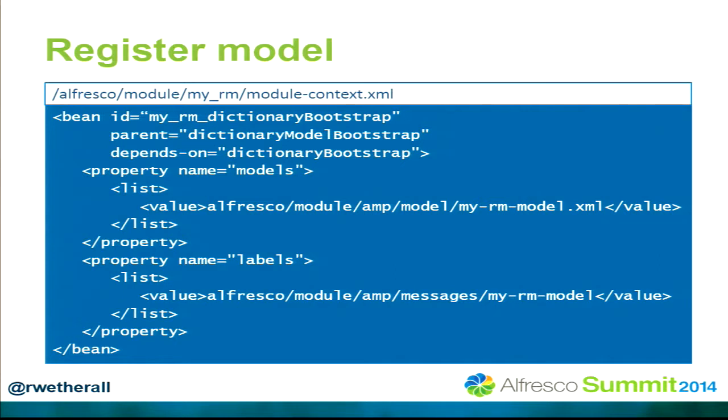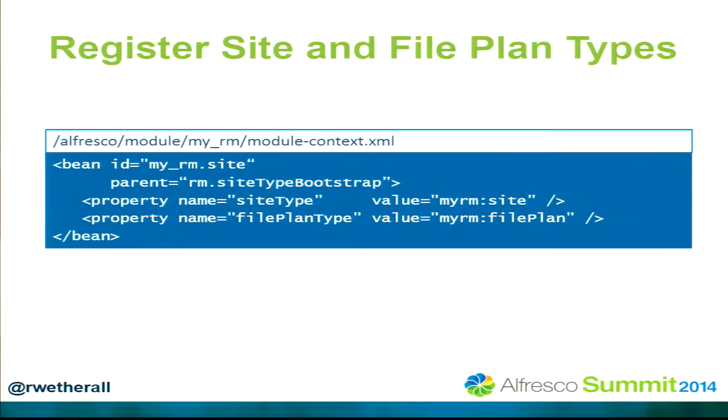And just for completeness, I've also got an associated message bundle which will allow me to internationalize that model should we actually display any of those items in the UI, which we likely will later on. Now finally, this is the RM bit, and this is how we relate that file plan type to the site type. So this describes how, when we create this particular type of RM site, which file plan type we're going to create within it.